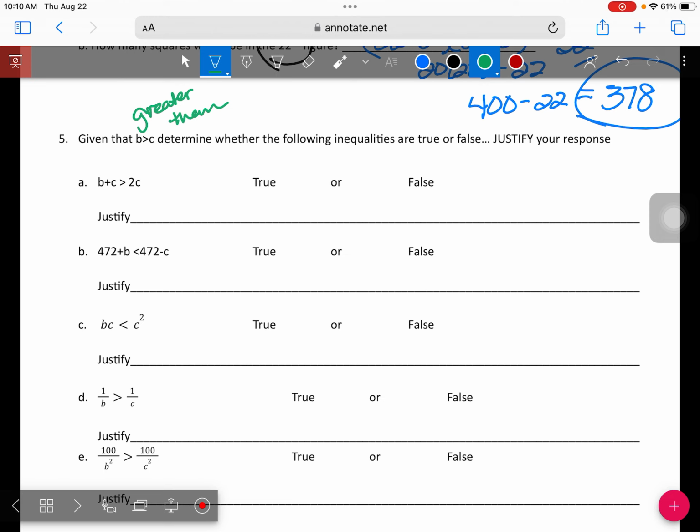I think I heard a true and I think I heard a false. Zion, what do you think? B is already greater than C. So if I say B plus C, is that greater than 2 C's, 2 times C? Yeah. Wait, say it again? It's right in front of you. Letter A, B plus C is greater than 2 times C. Nevaeh says true. What do you think, Zion?